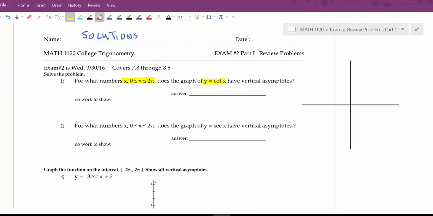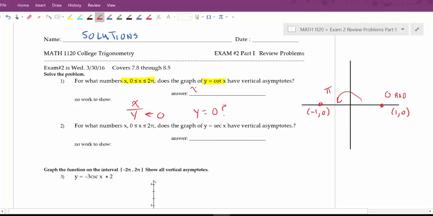Okay, the thing is, the cotangent is x over y. So if we want to figure out where there's a vertical asymptote, the question becomes, where is y equal to 0? Basically, if you look at this point on a unit circle, that would be the point (1, 0). And this point on the unit circle would be the point (-1, 0). So this is 0 radians, and this, of course, is pi radians. So the answer would be x equals 0 and x equals pi. Those would be two places where a cotangent would have a vertical asymptote. And that's all there is to it.